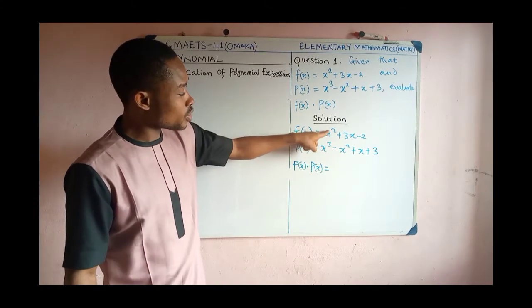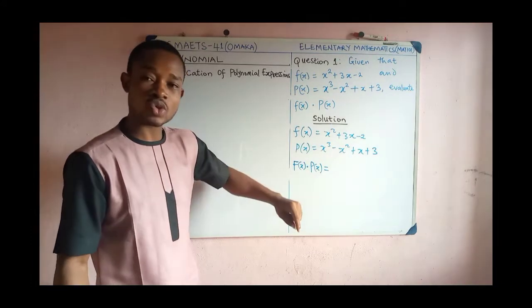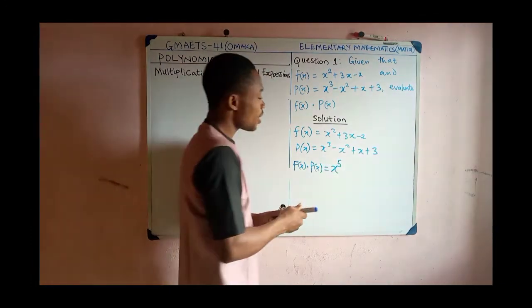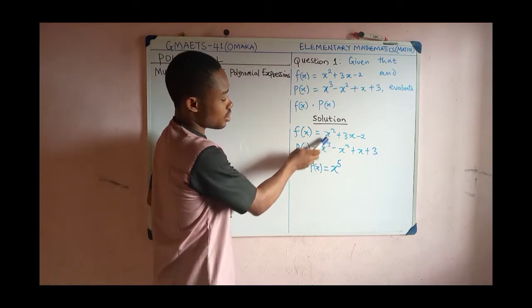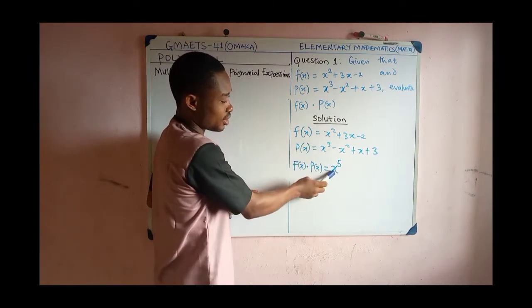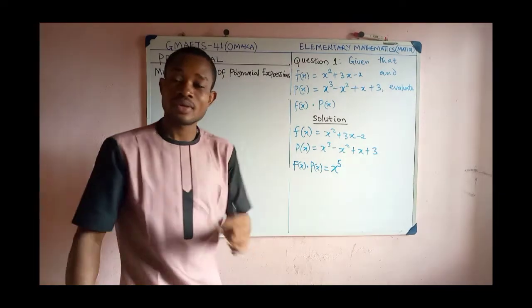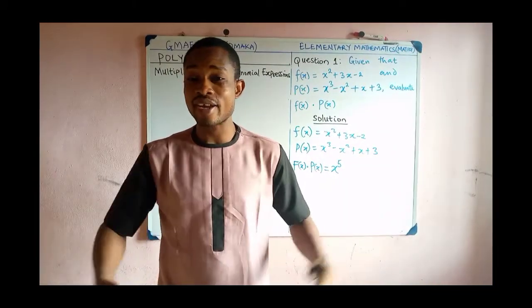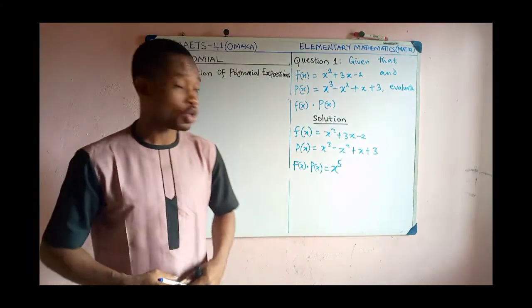Now if you do that, x raised to the power 2 times x raised to the power 3 will give us what? To give us x raised to the power 5. You know how we get that, right? You are multiplying the same base, so you pick one of the x, and then you add the powers. Multiplication law of indices. Very important, please. Be guided by that when you are doing multiplication of polynomials.